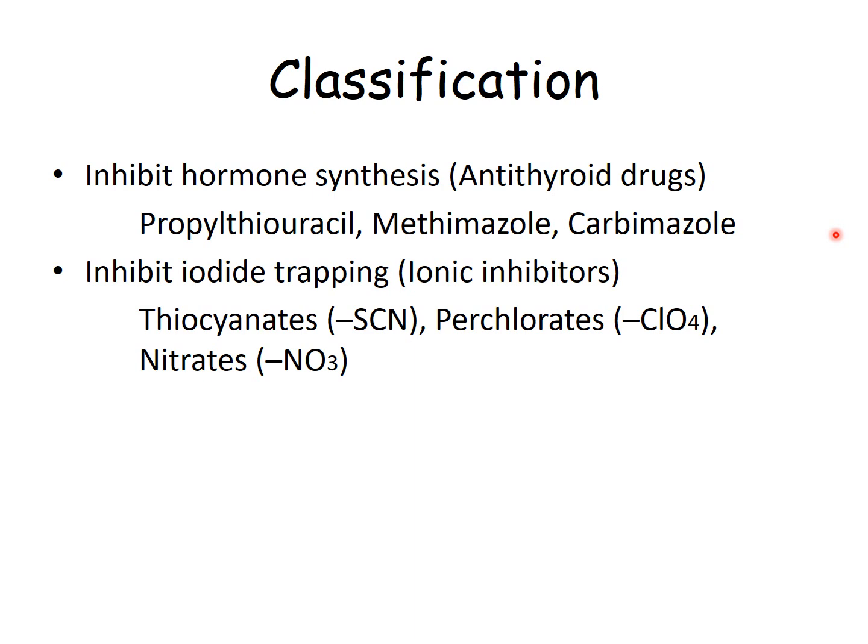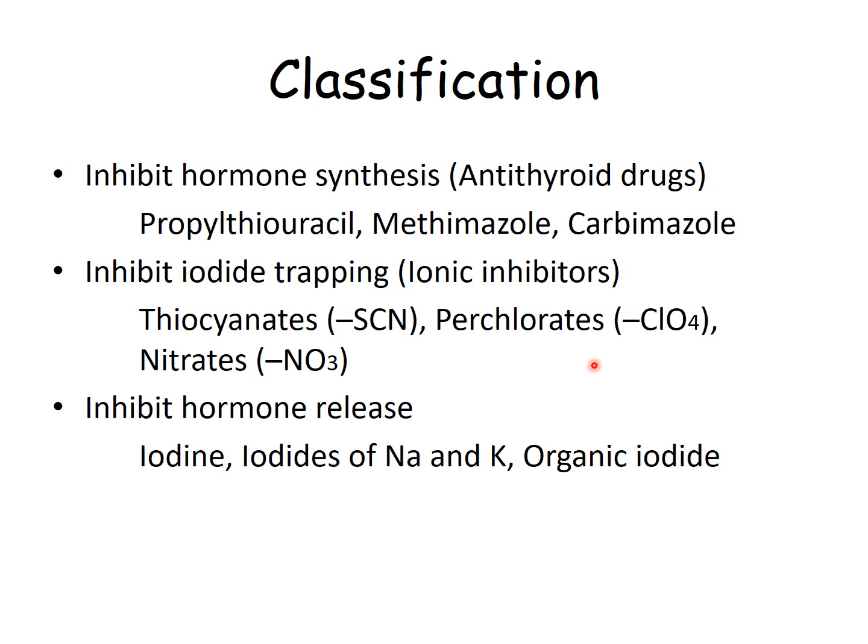The next group is the drugs which inhibit the iodide trapping. In the first step of thyroid hormone production, the thyroid gland traps iodide from our blood. The drugs which inhibit that iodide trapping are known as ionic inhibitors. They are thiocyanate, perchlorate or nitrate salts. So these may be salts of some other compounds.